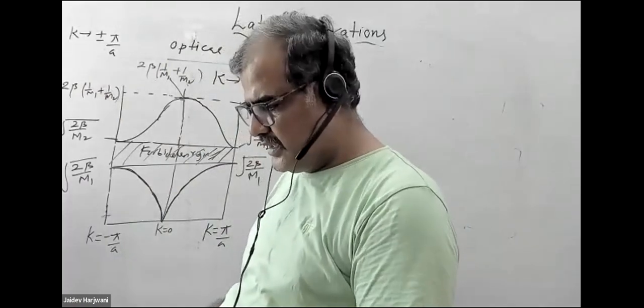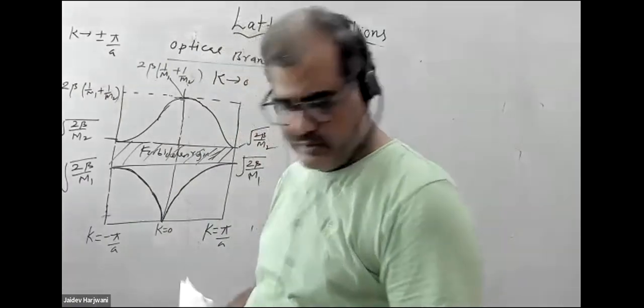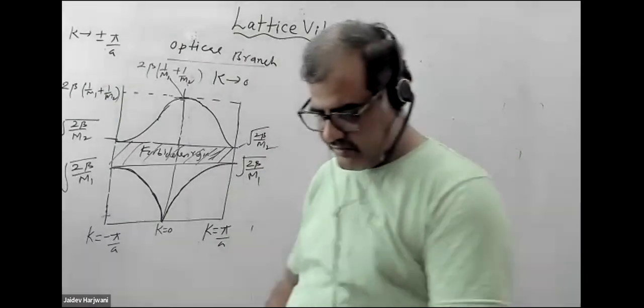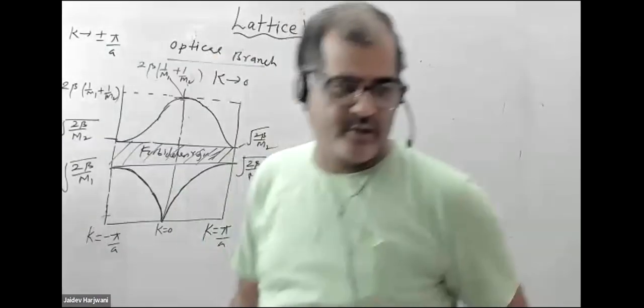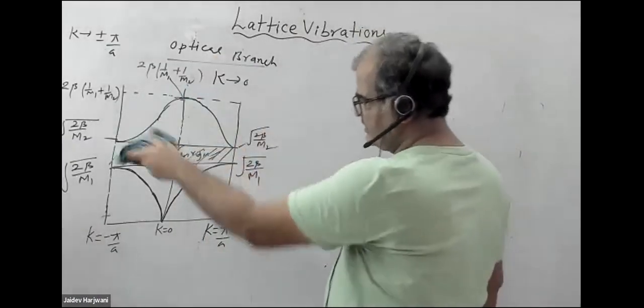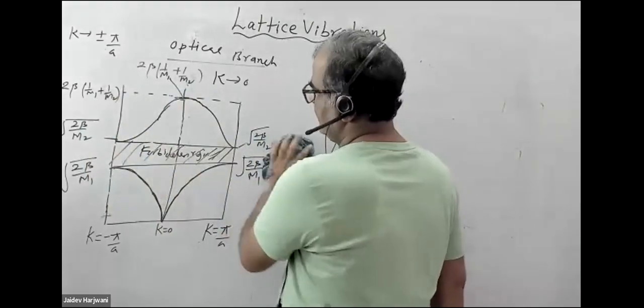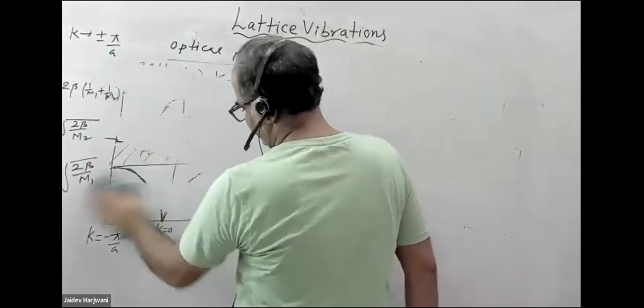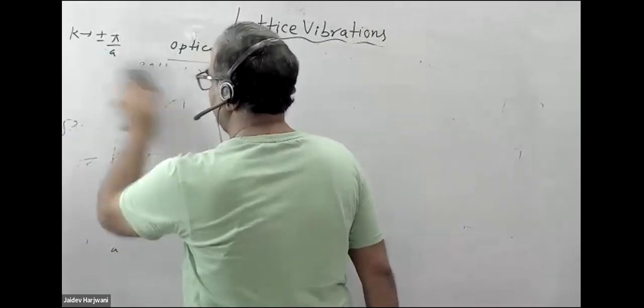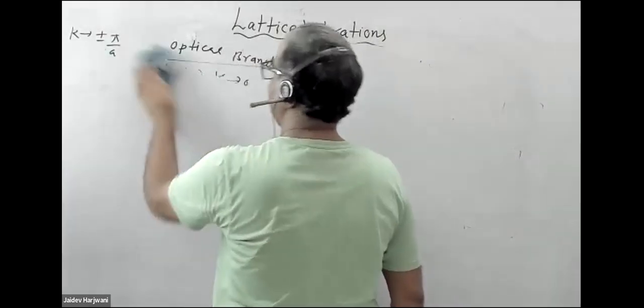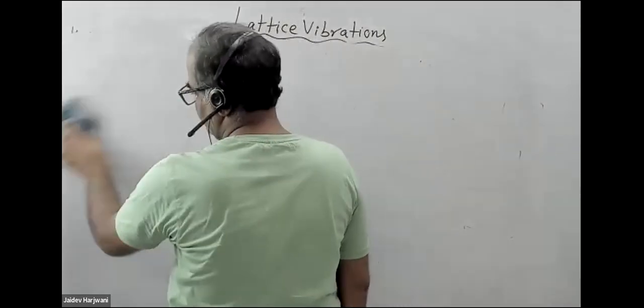So what I'm doing here, these formulas you have to remember carefully, and how they are different from your monoatomic lattice. I'm erasing this one. I need this one again, so I'll come back to it. On this graph, for the moment, let me discuss why this upper branch is called the optical branch.